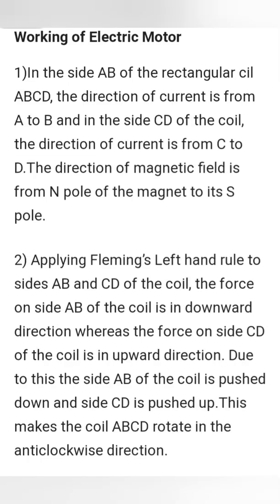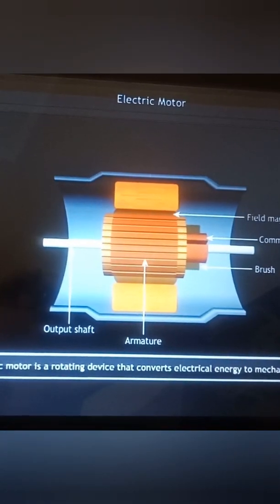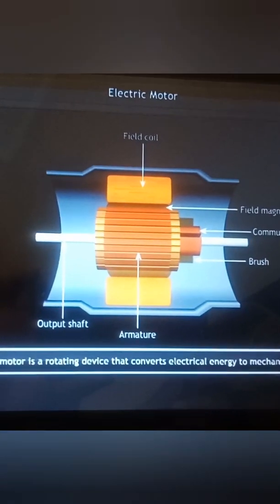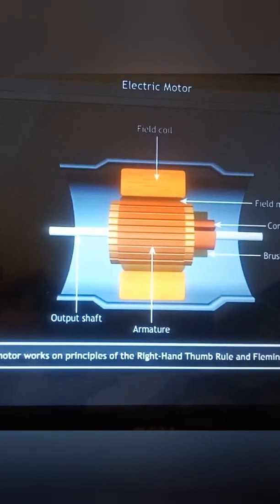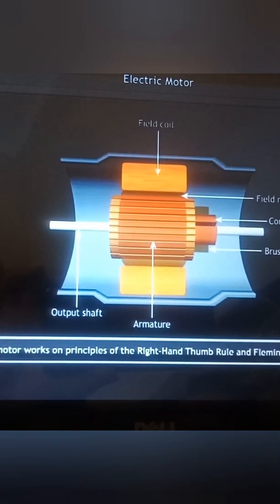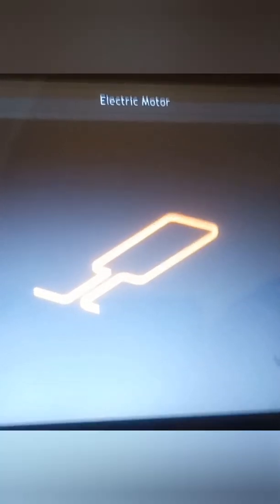Now let us see how the electric motor works. You can see in this video the inside of the motor. Over here the armature, the brushes, commutator, magnetic field, then output shaft. The motor is based on the principle of the right hand thumb rule and Fleming's left hand rule.